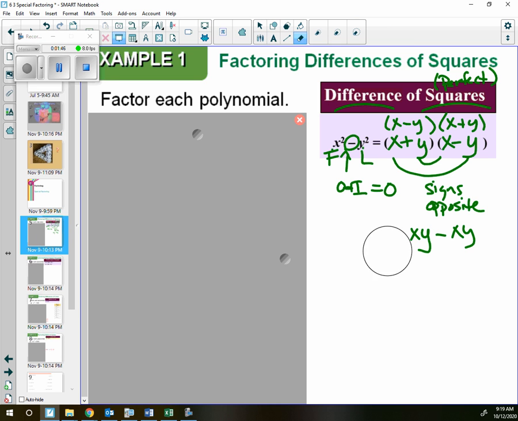So it's a nice thing to be able to look for and recognize, but both terms have to be perfect squares, and it has to be a difference, a minus in between. That's the only way to have terms add to 0, right? One's positive and one's negative.